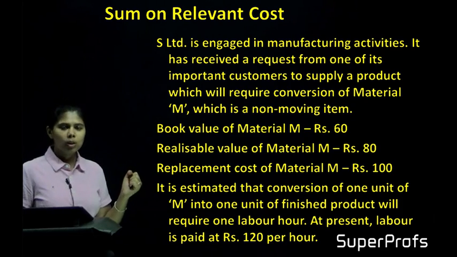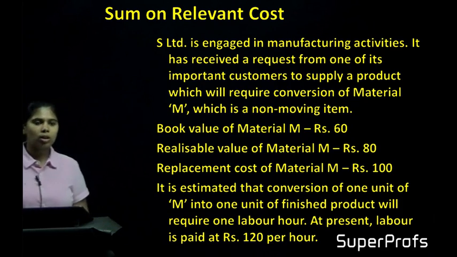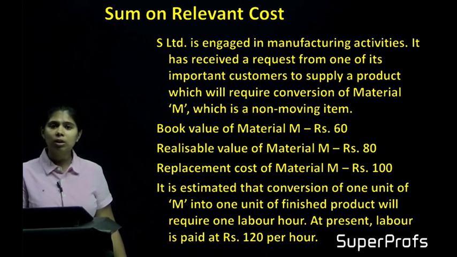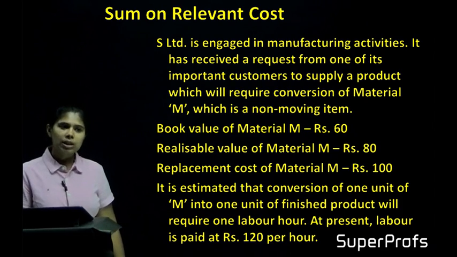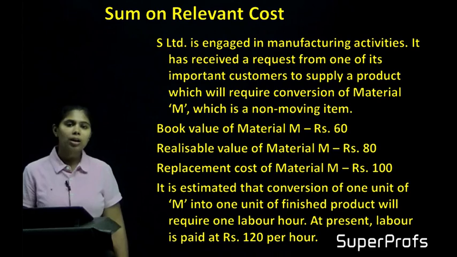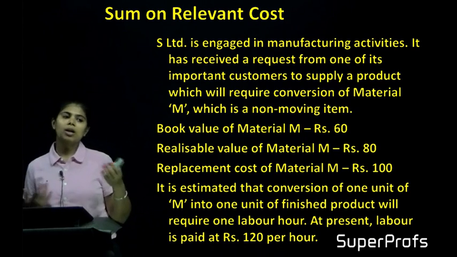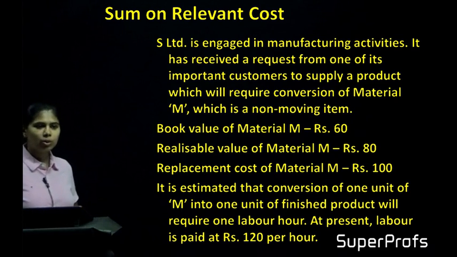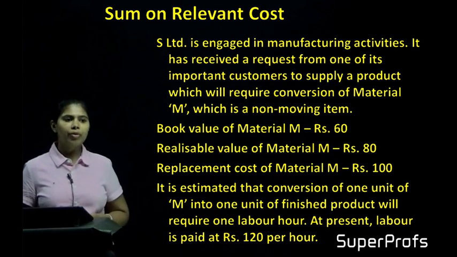I hope you understand the difference between book value, realizable value, and replacement cost. Book value is the cost at which it is recorded in my books, which is rupees 60. It could be the cost at which I have bought. Realizable value is the value at which I will sell. Today, if I sell it, I can realize 80 rupees out of it. And replacement cost of material M is, if I go to the market today to purchase material M, I will get 100 rupees.